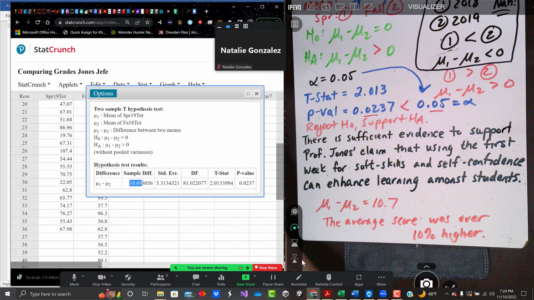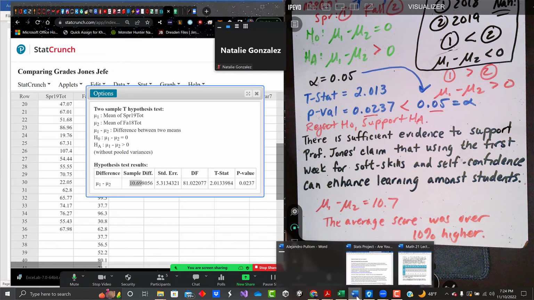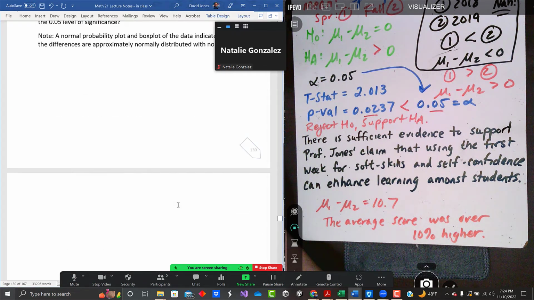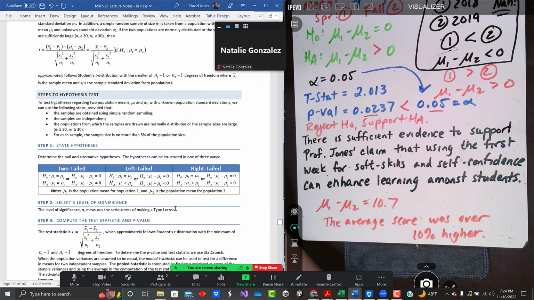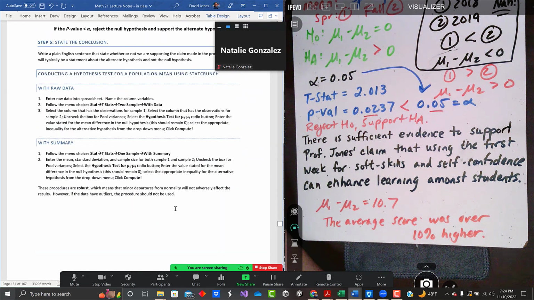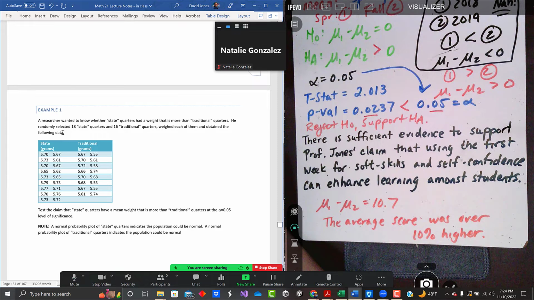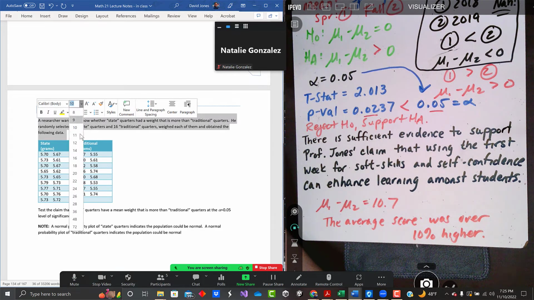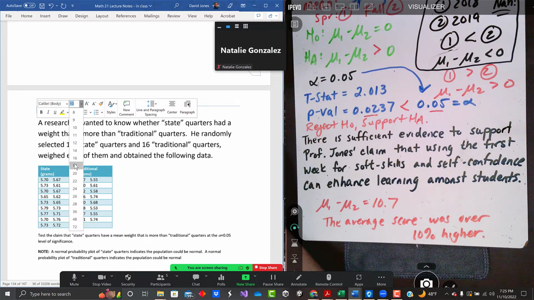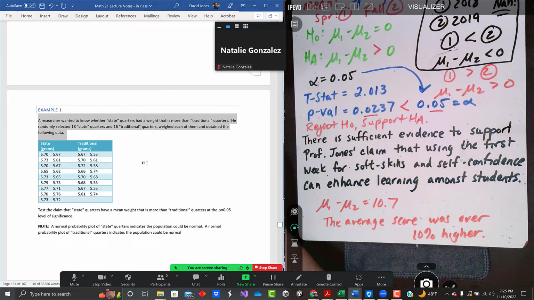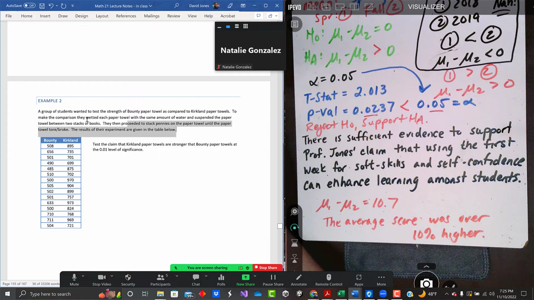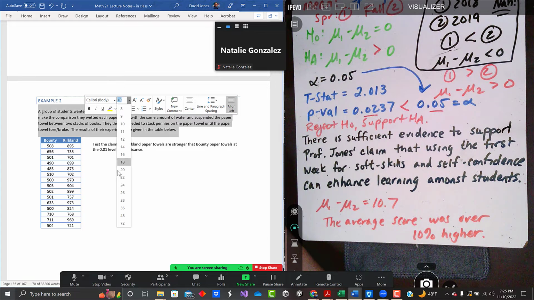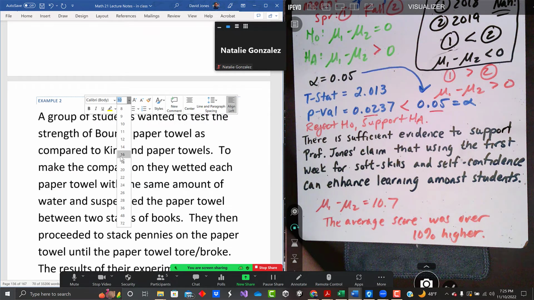All right, let's look at another one. For this, I'm going to go to our lecture notes, and I'm coming down to 11.3. This is the one I'm going to do. No, not that one. Let's do the paper towels one. The paper towels one is better. Yeah, this is a fun one.